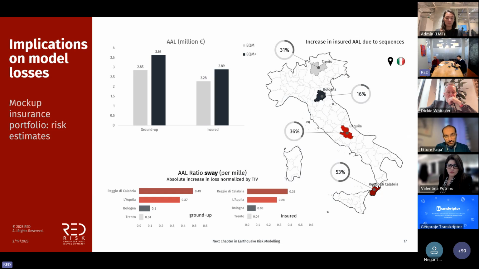To think about the absolute increase in expected loss normalized by the total insured value, in the case of Italy you are talking about something like half per mil, an entire increase, or not that much increase at all, which is, in the case of Trento, very small. It's less than 0.1 per mil.